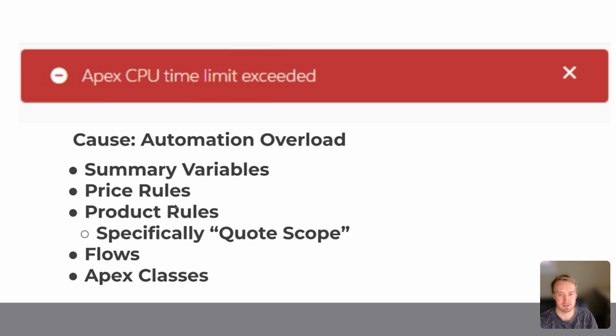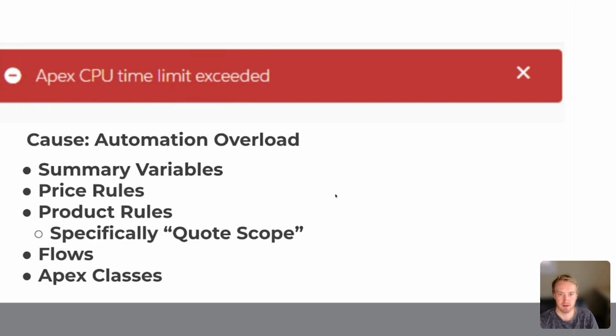It's because summary variables always run, price and product quote scope rules always run. Flows are a little more specific. If you want them to run on your quote, or if they're supposed to run on opportunities, make sure you update that entry criteria for only times that you need it. And then Apex classes are a little bit less of a worry because they're doing transactions in the background. But all of these can contribute to this error.